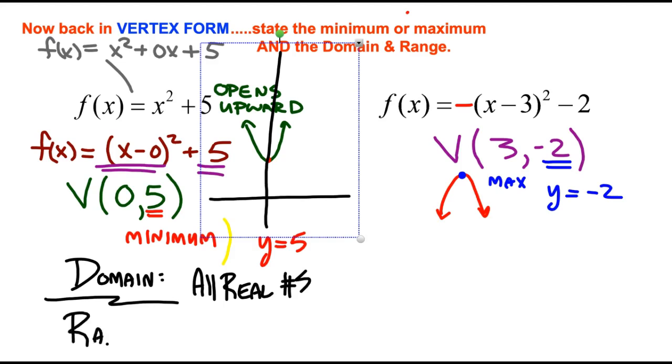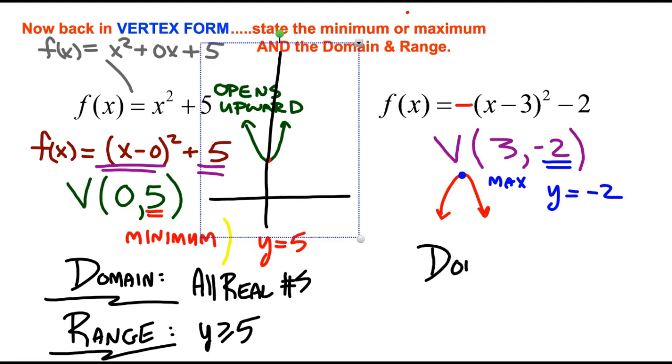The range, however, is going to have some restrictions. So what is the range, or all the possible y values? 5 and above. Good. If 5 is the minimum value, then we can have any number greater than or equal to 5. So in this case, y has to be greater than or equal to the minimum value, which is 5. So that's your range.